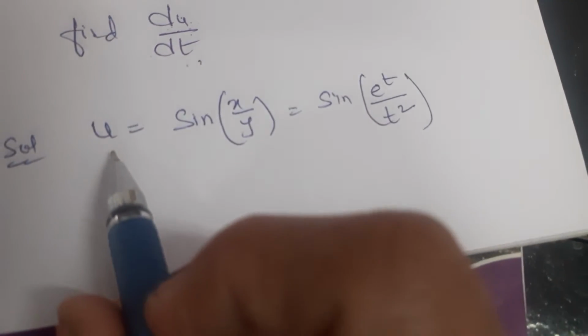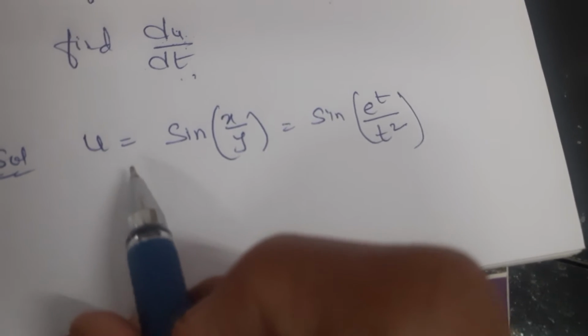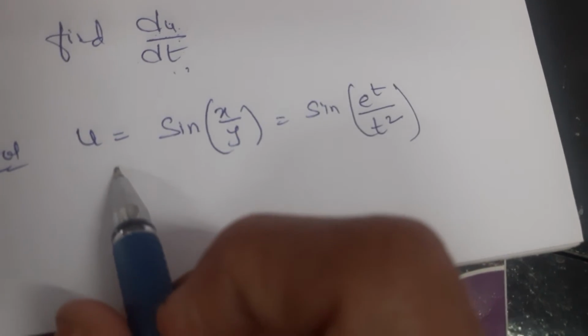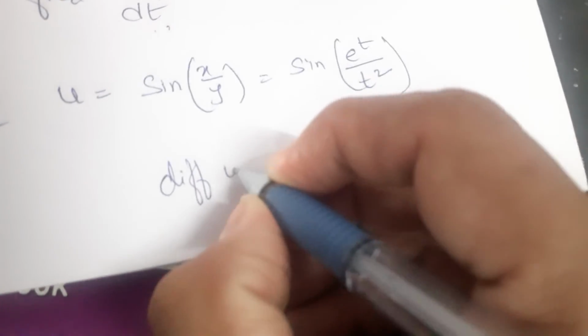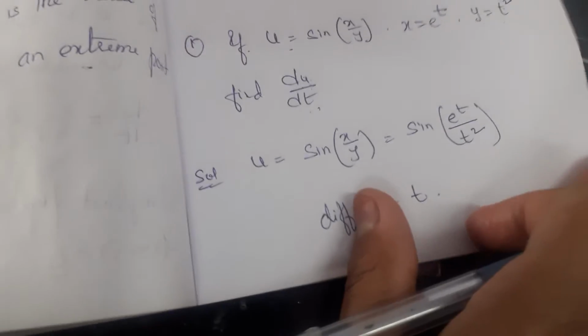Now what I have to do is differentiate our function with respect to t. Differentiating with respect to t, so what will I get here? I will turn the page and solve it clearly. So what will I get here? du by dt.